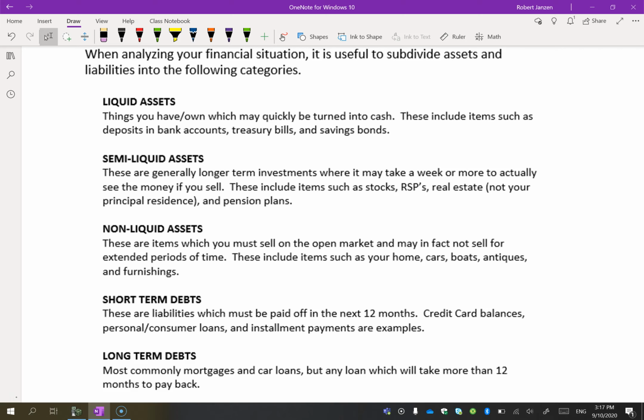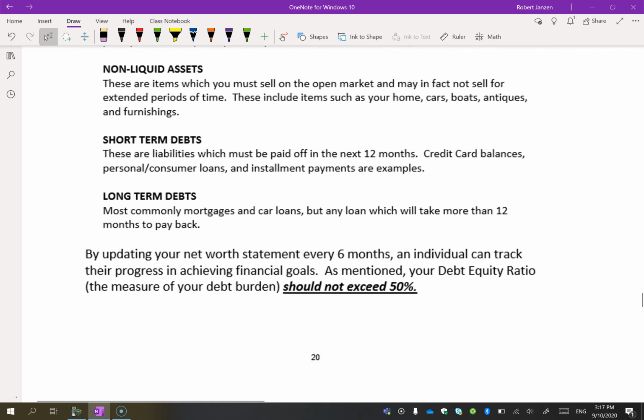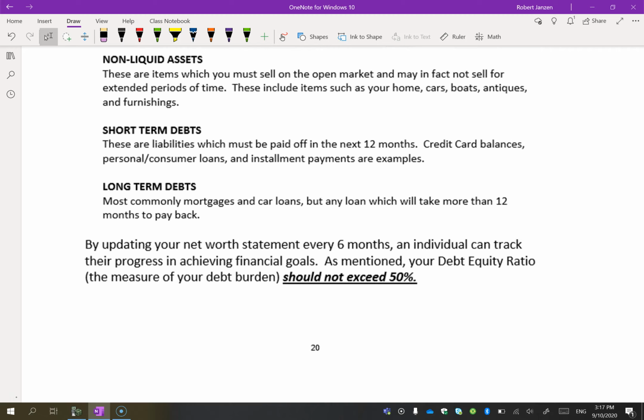All right. Short-term debts are things that are supposed to be paid off in the next 12 months, things like credit card balances. Long-term debts, those are mostly like mortgages or car loans.